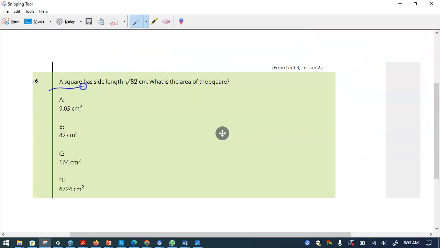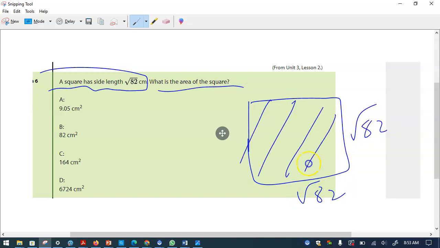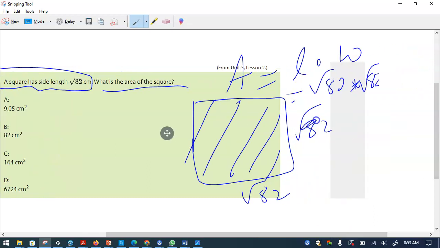The area of a square with a given side length. So this is given as the square root of 82, and this also is the square root of 82. What is the area of the square? The area of the square is length times width. It means the square root of 82 times the square root of 82. And clearly you see, when you have two square roots, the answer is straight away 82.